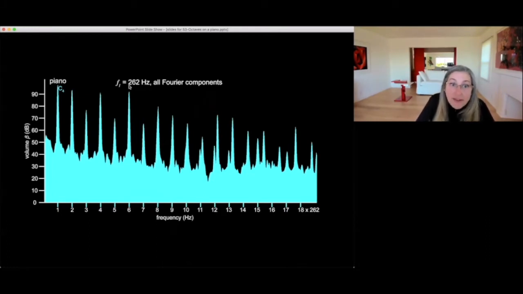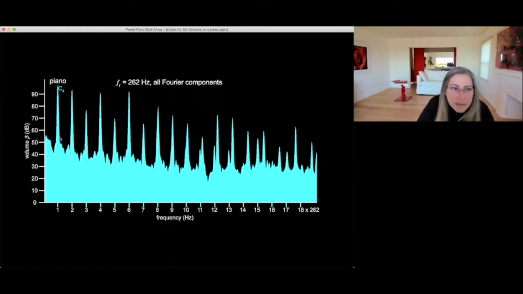However, that's by no means the only frequency that we hear when we play C4. In fact, 262 hertz is only the fundamental. It's what we call F1, or the first of the Fourier components. There are very many others. In this particular graph, there are 18, but it could go on much higher actually in frequency.